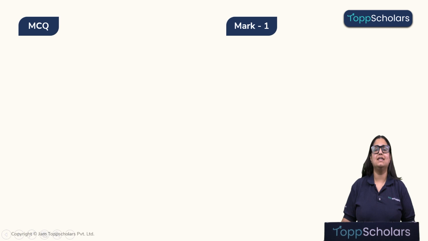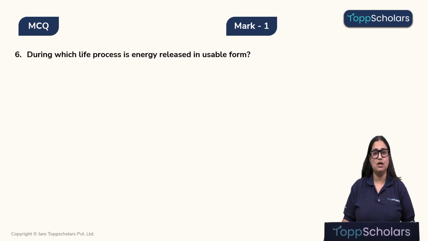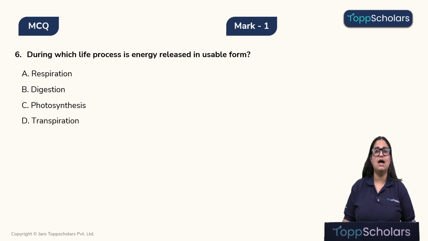Okay, students, now let's look at this MCQ. During which life process is energy released in a usable form? Option A, respiration. Option B, digestion. Option C, photosynthesis. And option D is transpiration.